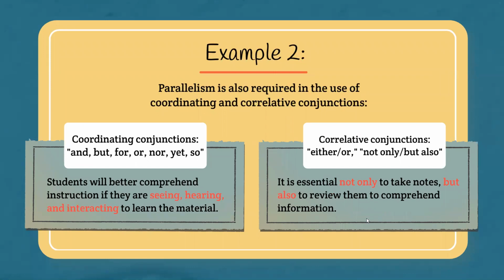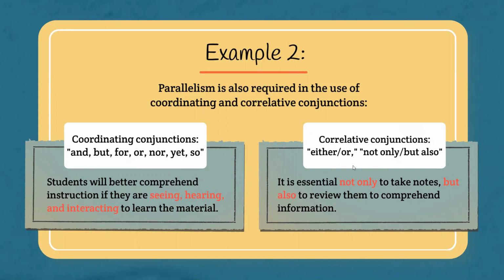Parallelism is also required when we use coordinating and correlative conjunctions. Coordinating conjunctions are the and, but, for, or, nor, yet, and so. Quick example for you here reads, students will better comprehend instruction if they are seeing, hearing, and interacting to learn the material. Again, we have a list here, that parallelism with the ing ending, but the word and in there is that coordinating conjunction. And so watch out for those.